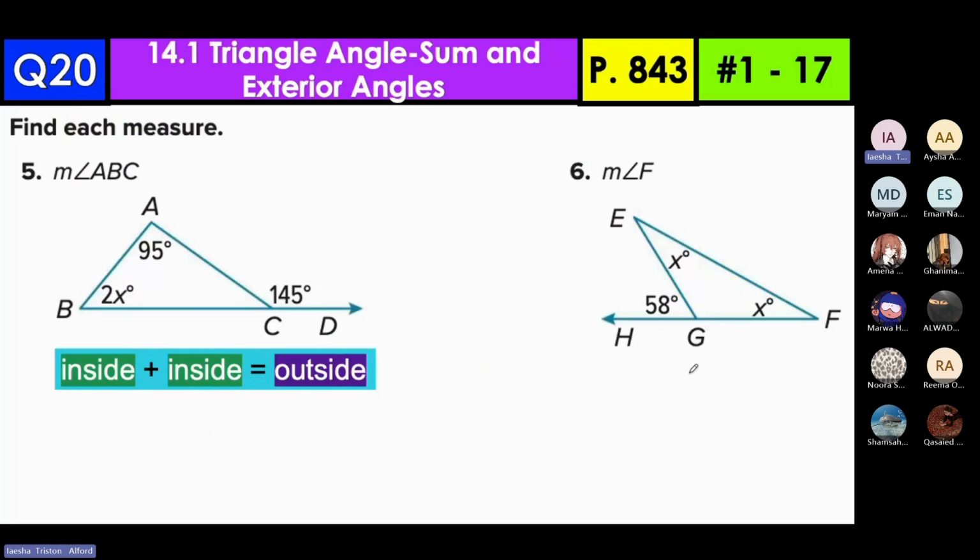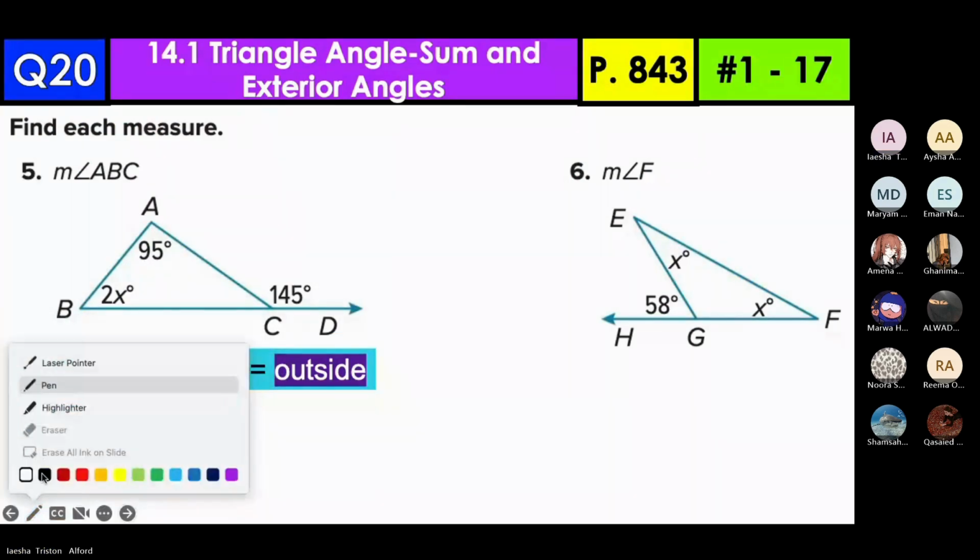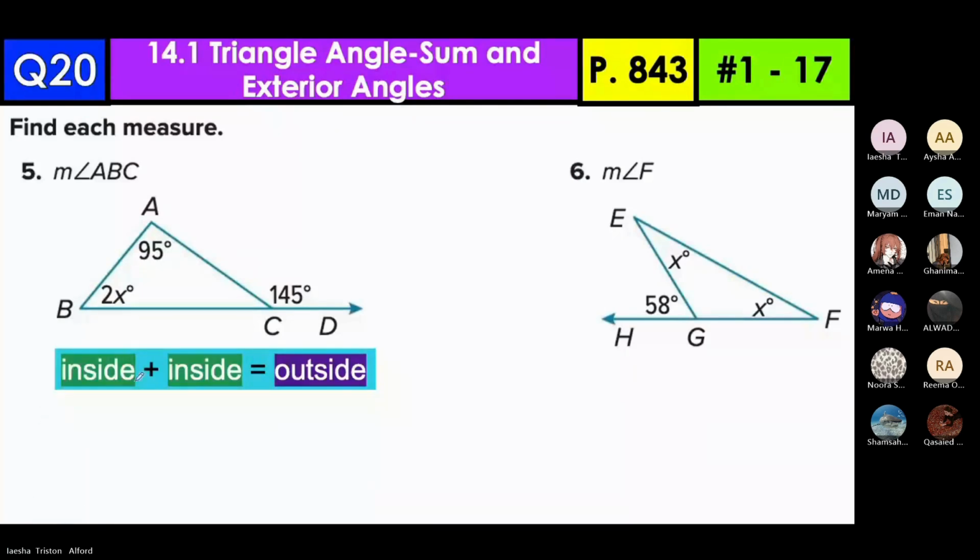So here's question number 5. It's exterior angle. I have 2 inside, 1 outside. What's the equation? 2x plus 95 equal 140. Fine. Everybody know how to solve? So this is the equation. When you solve it, x is going to be equal to 50.